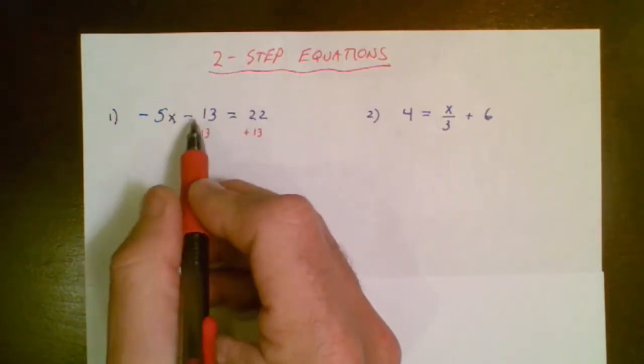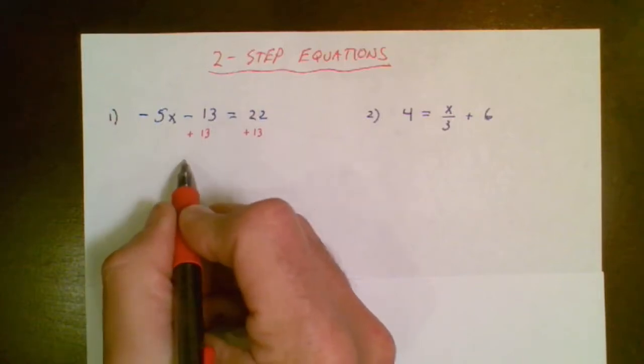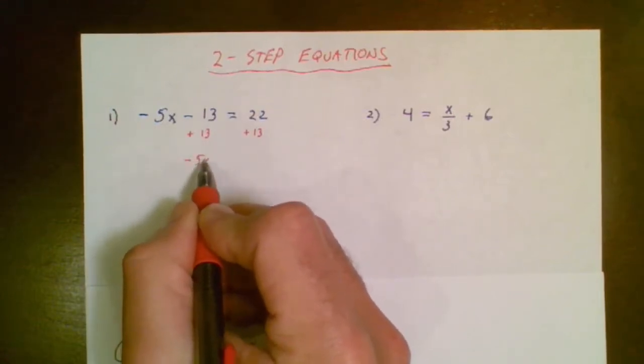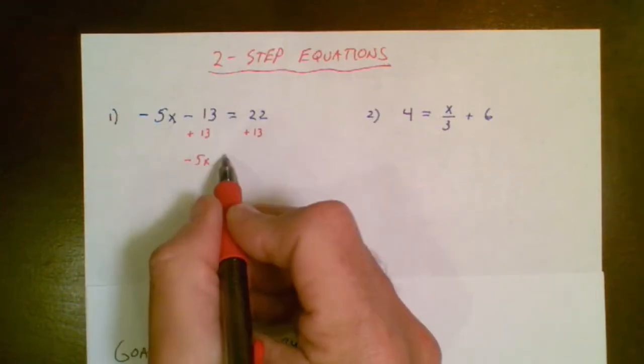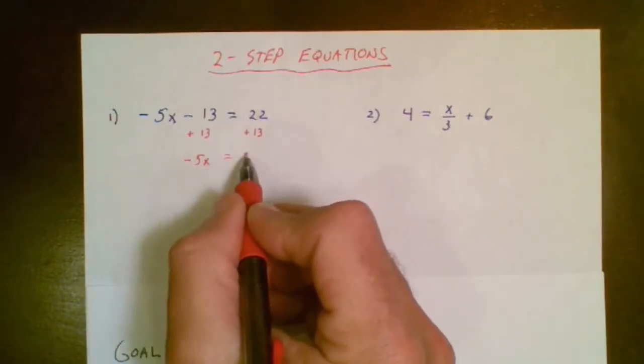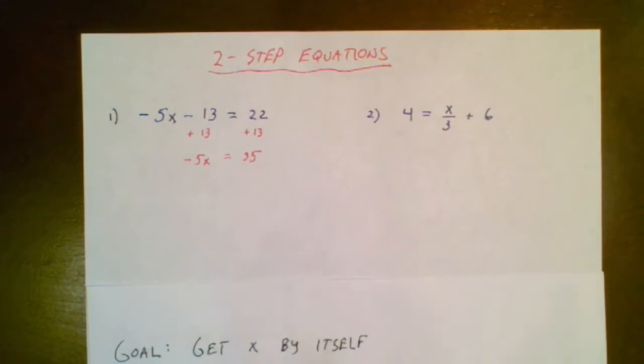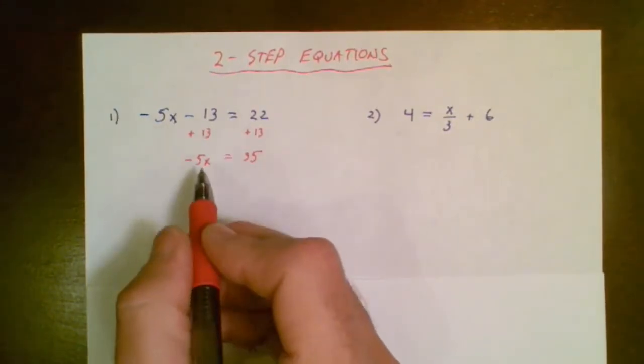Now I'll have a negative 13 plus 13, which is 0. So the only thing left on the left-hand side is now the negative 5x. On the right-hand side, 22 plus 13 is 35. Notice how I'm trying to keep everything lined up and very neat.